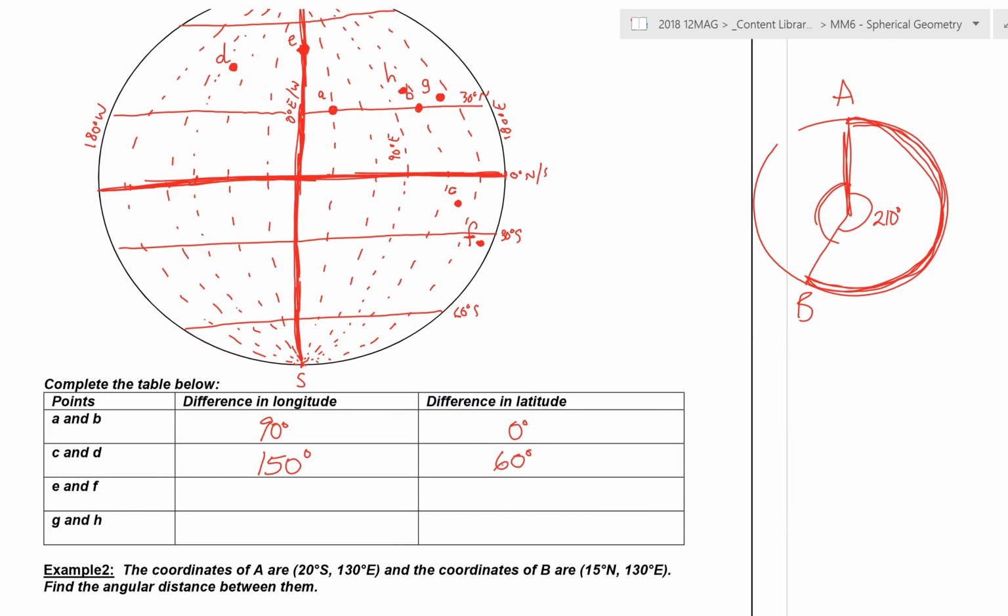The others, not so bad. From E to F, we see it's 175 degrees. Okay, so just shy of that 180, right? It's still a long way apart. And 87 degrees difference in latitude, right? E and F, they're a long way away. G and H, you see I've got 25 degrees difference there and 5 degrees difference here.